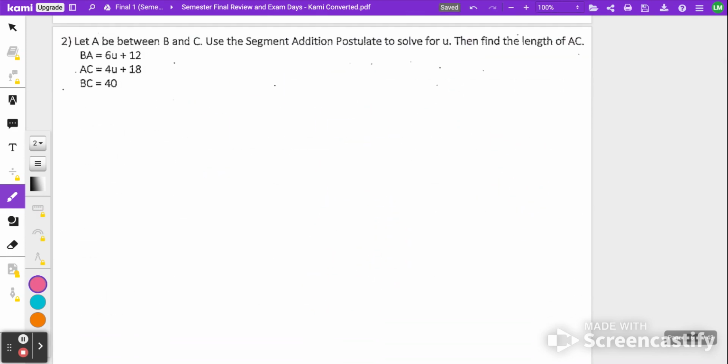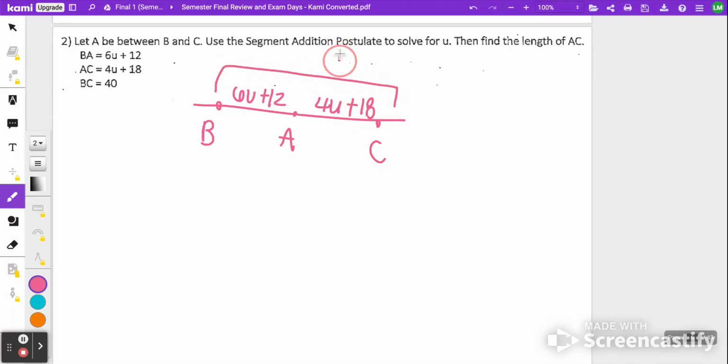Number 2, let A be between B and C. So a good idea always is when there's no picture given, go ahead and write your picture. So A is in between B and C. So we have B over here, C over there. Use the segment addition postulate to solve for U, then find the length of AC. So BA is equal to 6U plus 12. AC is equal to 4U plus 18, and the entire length from B to C is equal to 40.